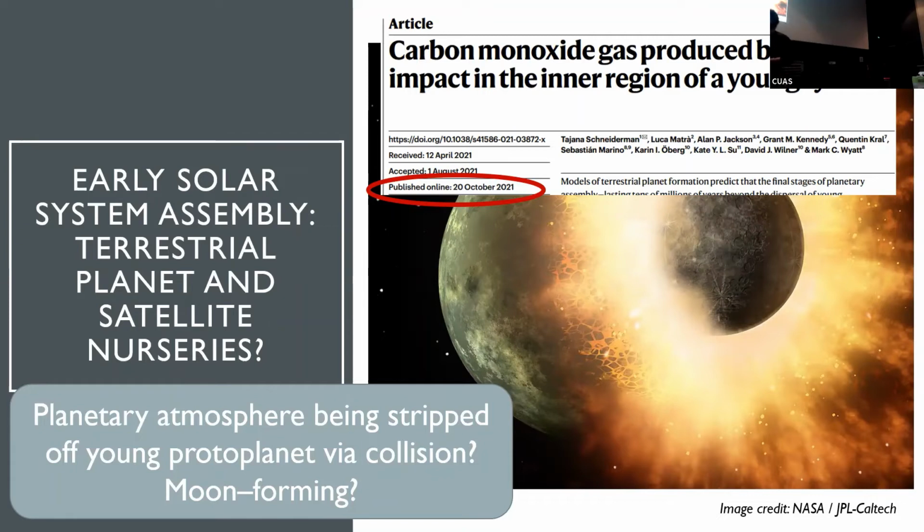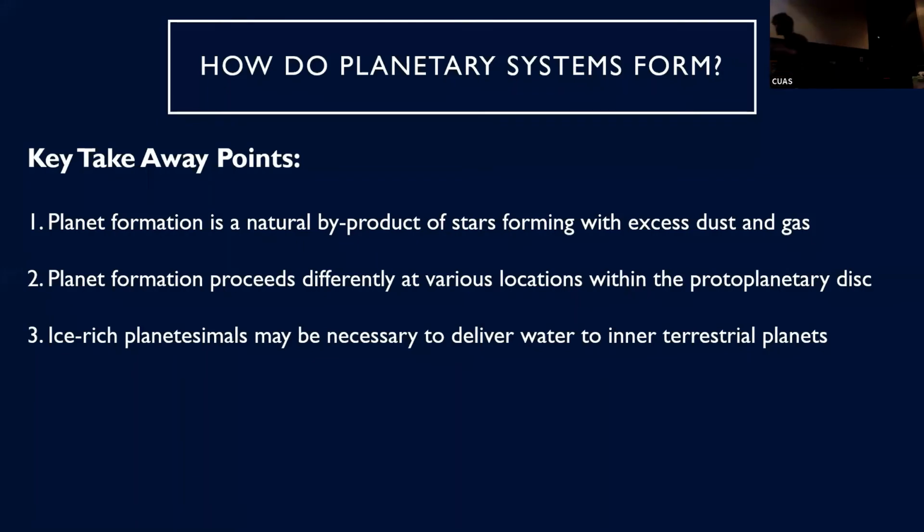But what we think has actually happened here is gas has been produced in the violent smashing of a young planetesimal or a young protoplanet into another. Potentially there are going to be some moons forming here as well, but that's going to take a while. So I think the takeaway points here on planet formation are that this is a natural byproduct: when stars form, planets will form. The formation proceeds differently depending on where you are in the protoplanetary disk. So we get terrestrial planets that tend to form towards the inner region of the system, and giant planets forming towards the outside of the systems.